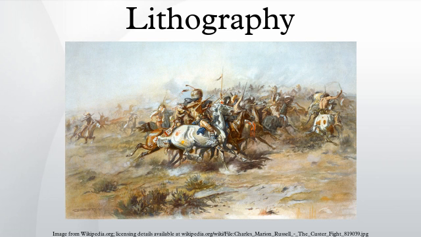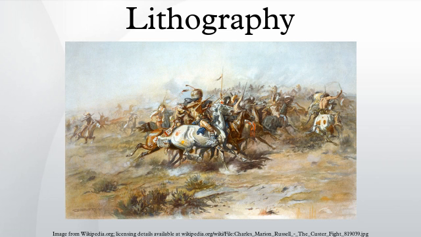Lithography is a method of printing originally based on the principle that oil and water do not mix. Printing is from a stone or a metal plate with a smooth surface. It was invented in 1796 by German author and actor Alois Senefelder as a cheap method of publishing theatrical works. Lithography can be used to print text or artwork onto paper or other suitable material.